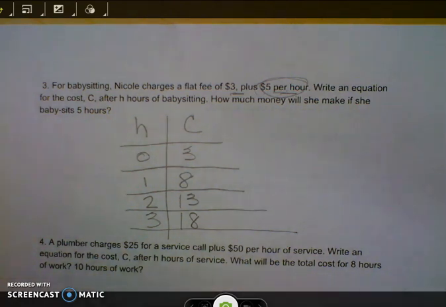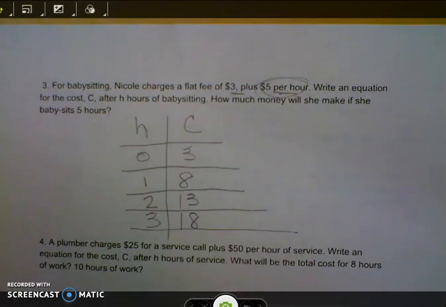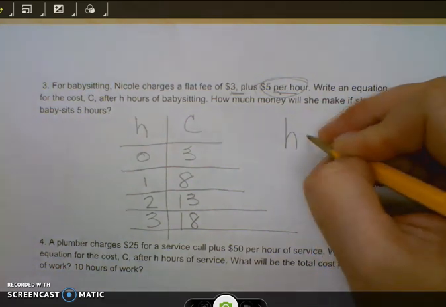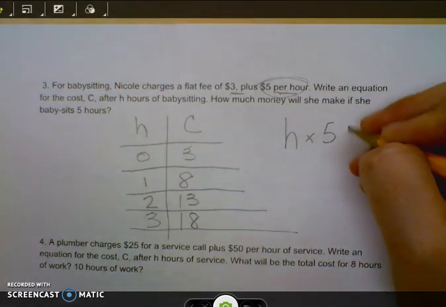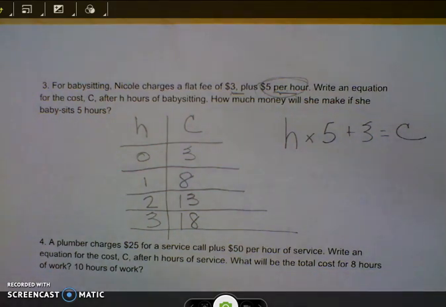So I know that depending on how many hours she works, we're going to multiply that by 5 and then add in the 3. So I know I'm going to take the hours that she works, multiply that by $5, and then add in the $3 rate. That's going to give me the cost.